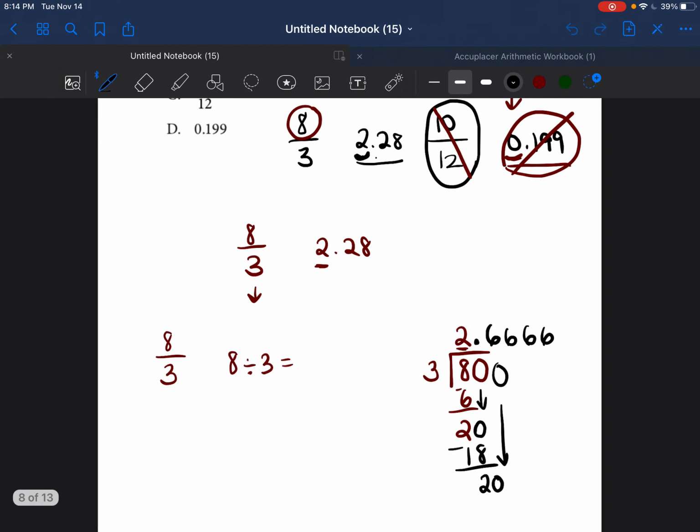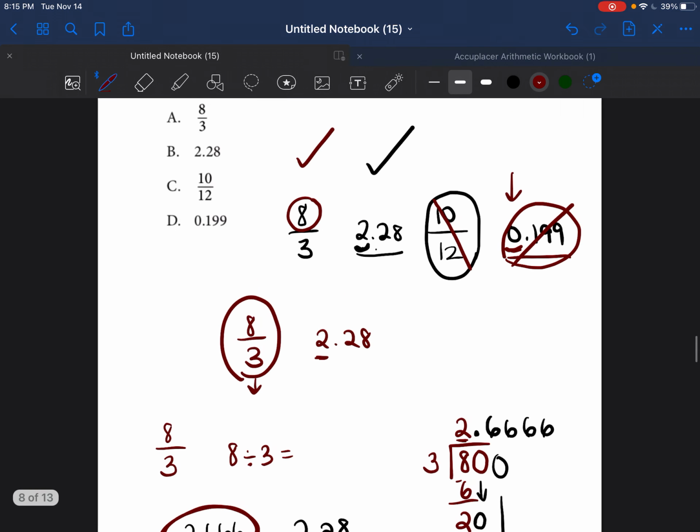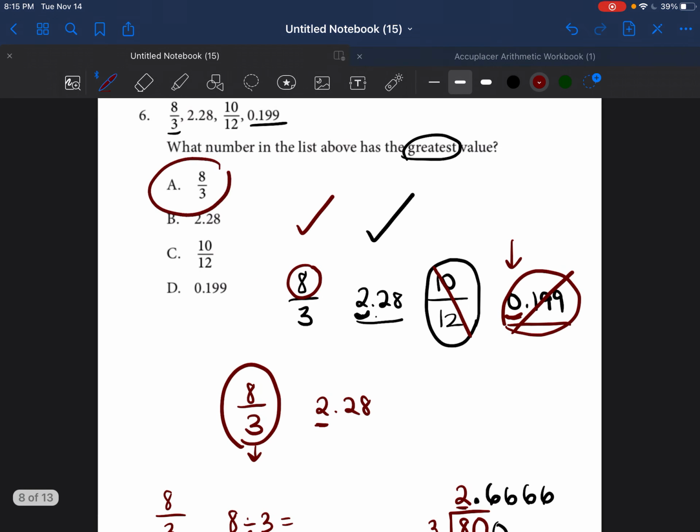So now we have 2.666 and 2.28 to compare. Which one is larger? Okay, well, the 2 begins the same. So then let's compare the second number, 6 to 2. Which is larger, the 2 or the 6? The 6. So this must be the larger value. So 2.66 was representing the 8 over 3. So 8 over 3 was the largest value.